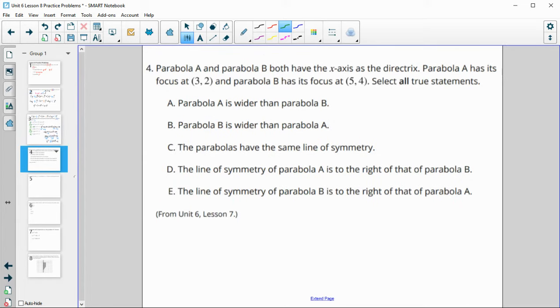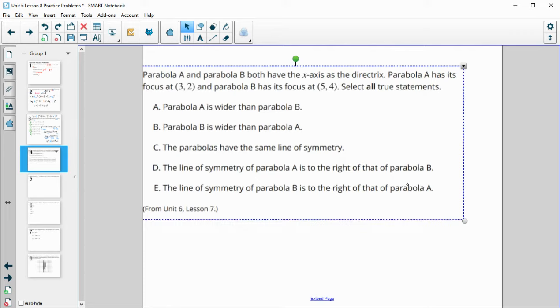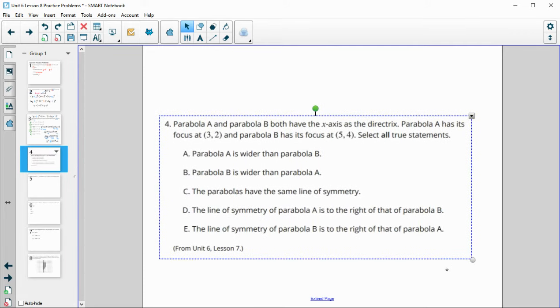Okay, number 4 says parabola A and parabola B both have the x-axis as a directrix. Parabola A has its focus at 3,2. Parabola B has its focus at 5,4. Select all true statements. So I like to draw pictures of these to help.